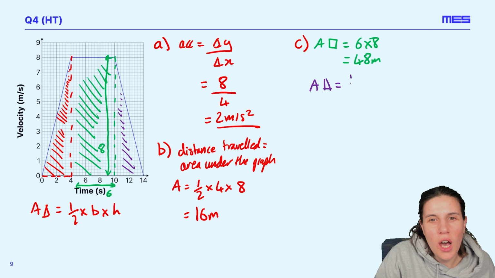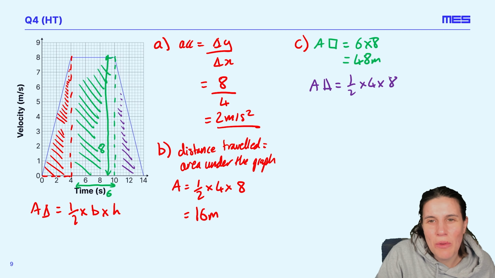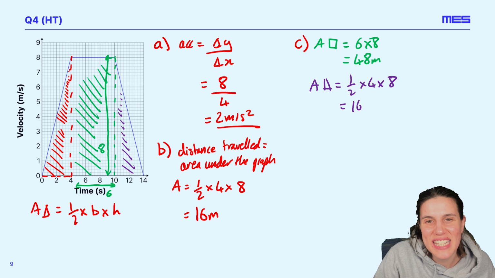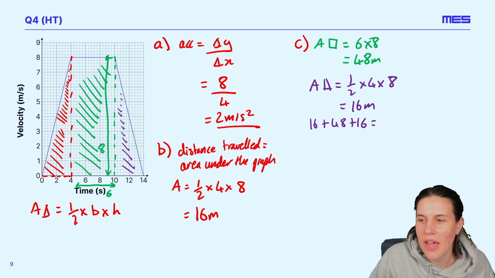which is going to be a half again, times by the base, so 10 to 14, which would be 4, times by the height, 0 to 8, so that would be 8. So that's going to be the same as the area of the red triangle, so 16 meters. And then I just need to add all my areas together. So I'm going to do 16 plus 48 plus 16 to find the total area.